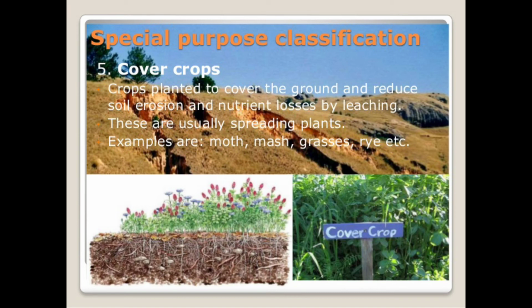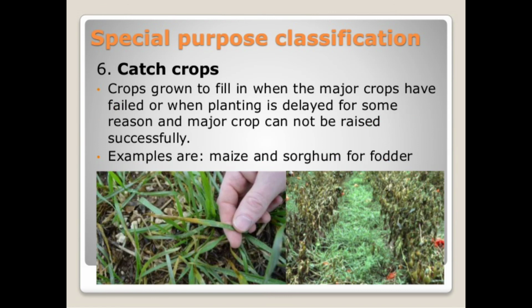Then cover crops. Cover crops are planted to cover the ground and reduce soil erosion and nutrient losses by leaching. These are usually spreading plants. Examples are moth, mash, grasses, and rye. These are cover crops.